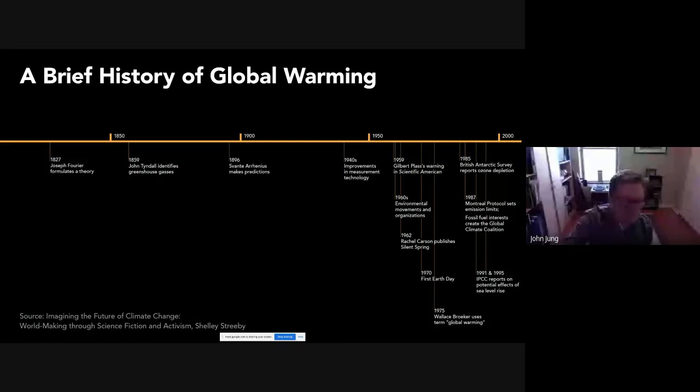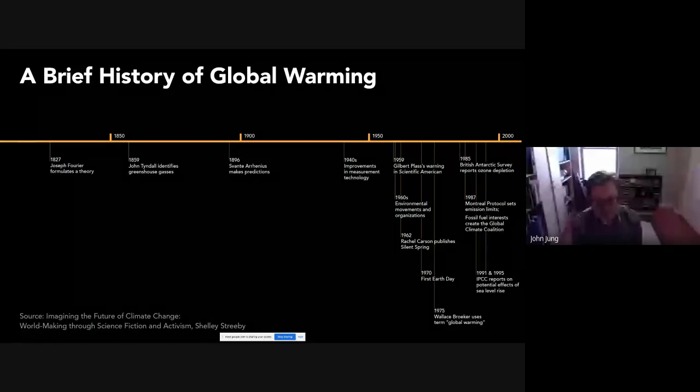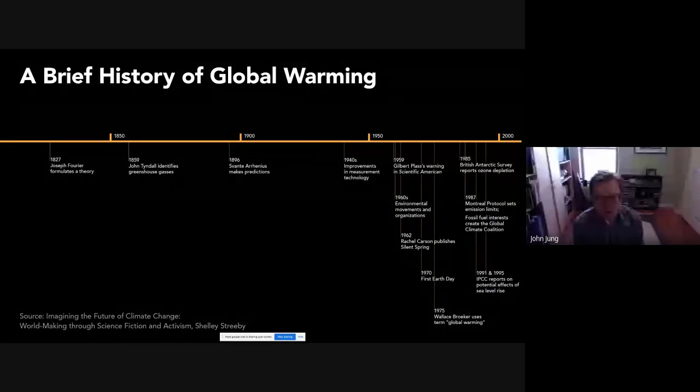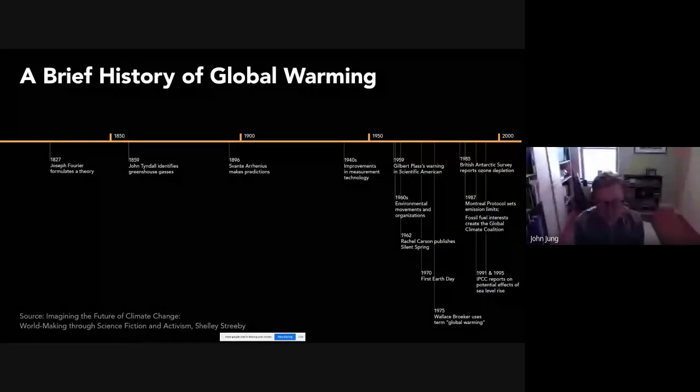In 1987, the Vienna Convention's Montreal Protocol set international limits to emissions with an adverse effect on ozone, while fossil fuel interests created the Global Climate Coalition to create doubt in the minds of citizens and politicians about climate science. Finally, in 1991 and 1995, IPCC reports predicted that sea level rise would cause catastrophic social, economic, and political problems if no changes were made to current greenhouse gas emissions.